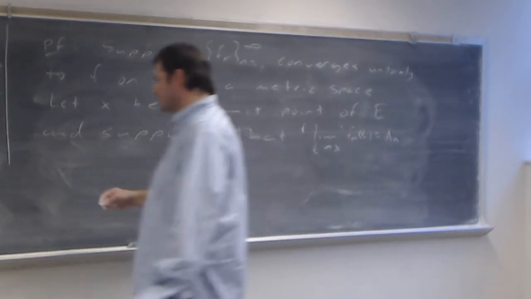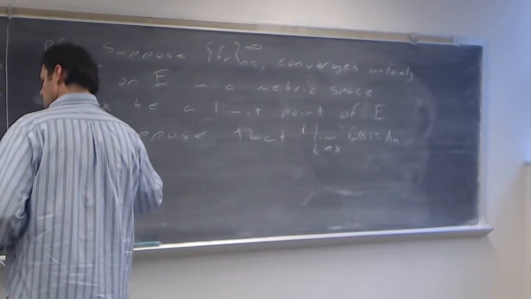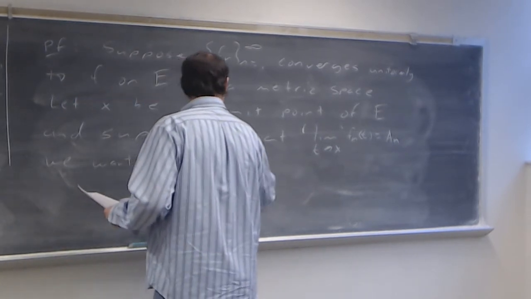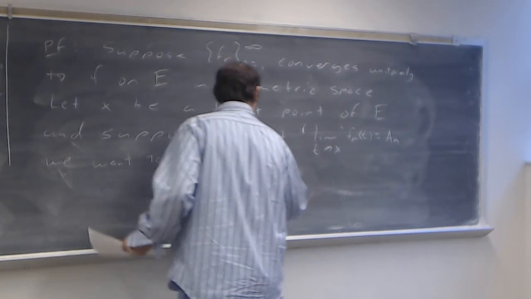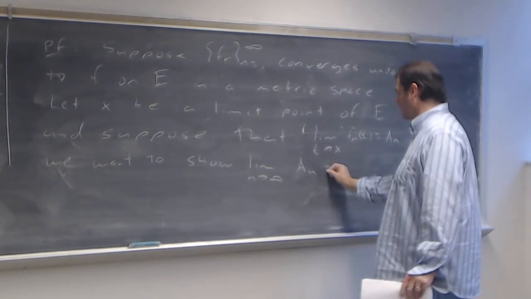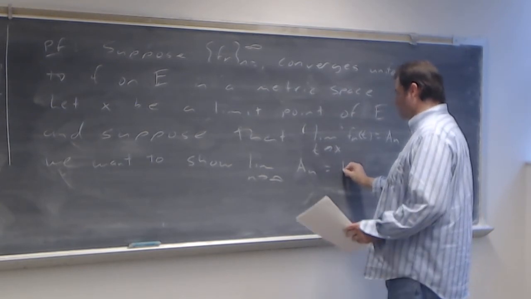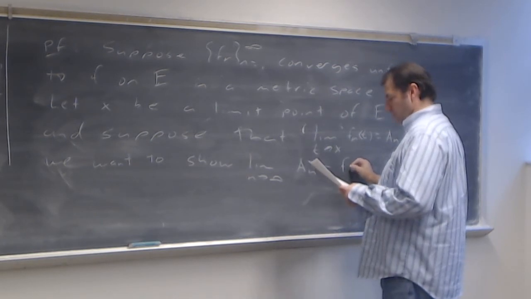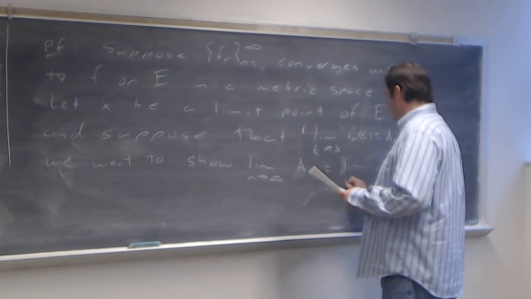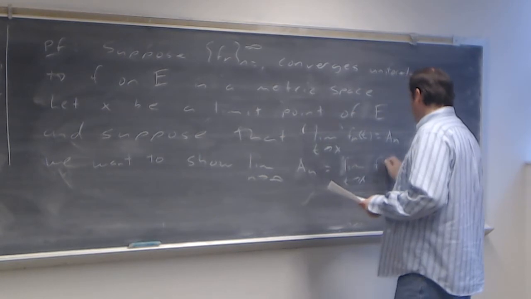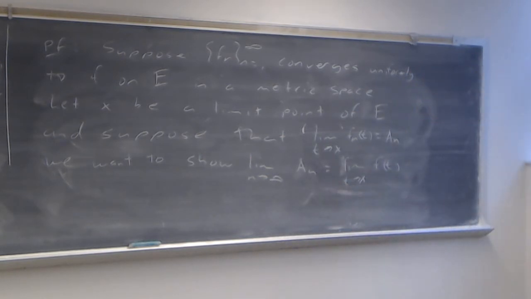Okay? What we want to do is show that the limit as n goes to infinity of a sub n equals, well, we want to show that it's equal to the limit as t goes to x of f of t. That's what we want to show.